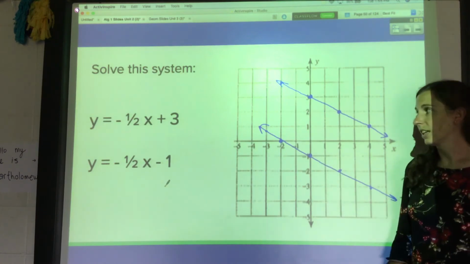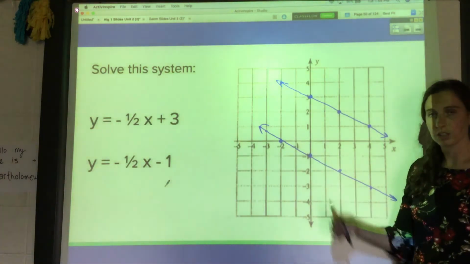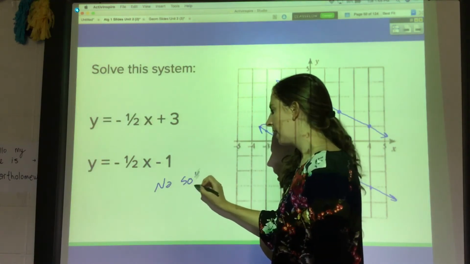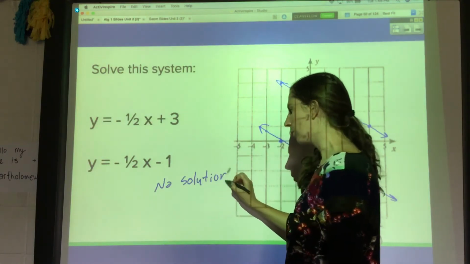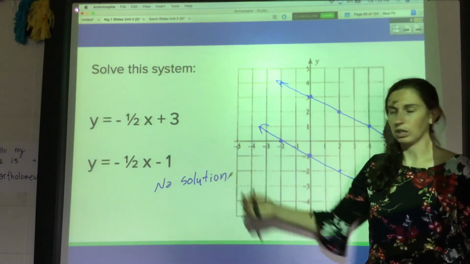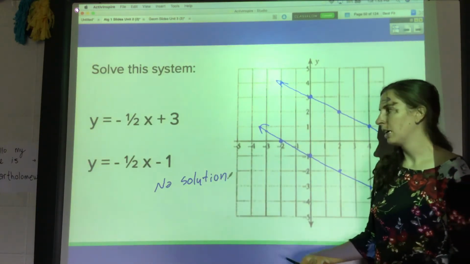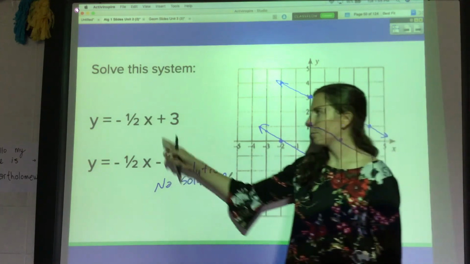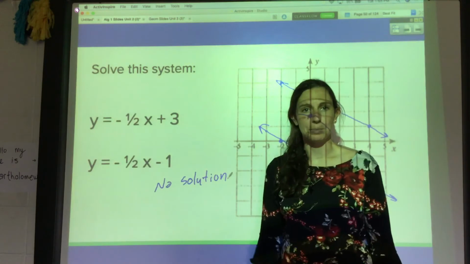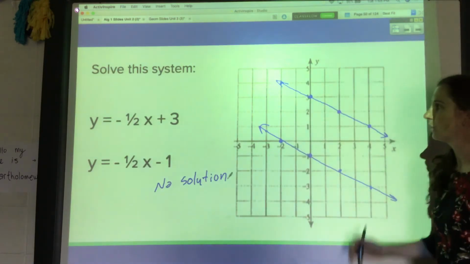In this case, there is no intersection. They're never going to cross, and so there's literally no solution. And that's not like 0. 0 is a number. This is literally, there is no solution. There is no number that I could come up with that would make this equation true and this equation true at the same time. It's kind of interesting.